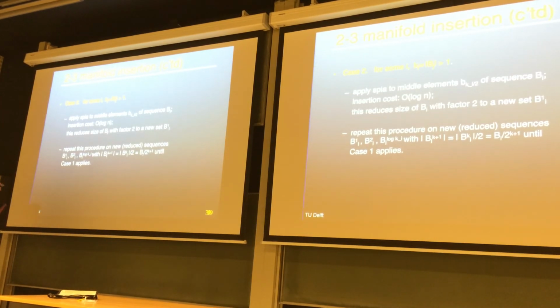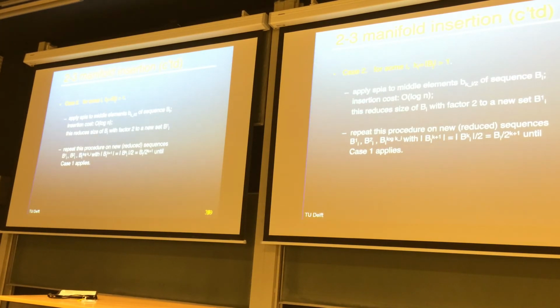So, after inserting your middle element, now you have a case where Bi is split into two halves, B1i and B2i, and these have to be processed. Well, you repeat this procedure in the same way on the reduced subsequences. So you have B1i, B2i, B log ki, and every time you apply this procedure, you are halving. That means that you can effectively insert it in log n number of iterations.